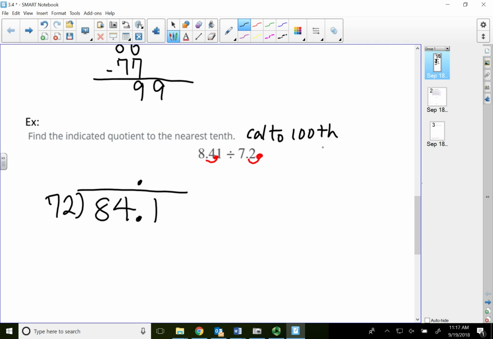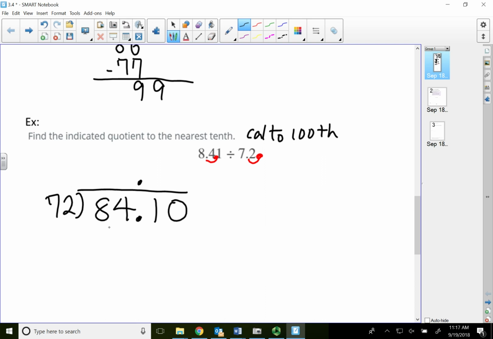Because I know I need to calculate to the hundredth, I can go ahead and add a 0 behind the 10th place. So once I figure out this quotient on top of the 0, then I know what my 10th place needs to round to. All right, so the decimal place is in place. No more 0s need to be added because I added what I needed.